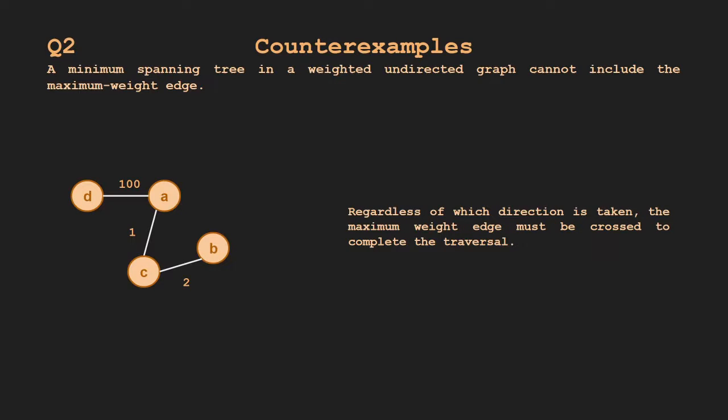A minimum spanning tree in a weighted undirected graph cannot include the maximum weight edge. If there is only one path that you can traverse in a graph, then by necessity you have to include the maximum weight edge. In this case, you're going to end up with a total weight of 103.